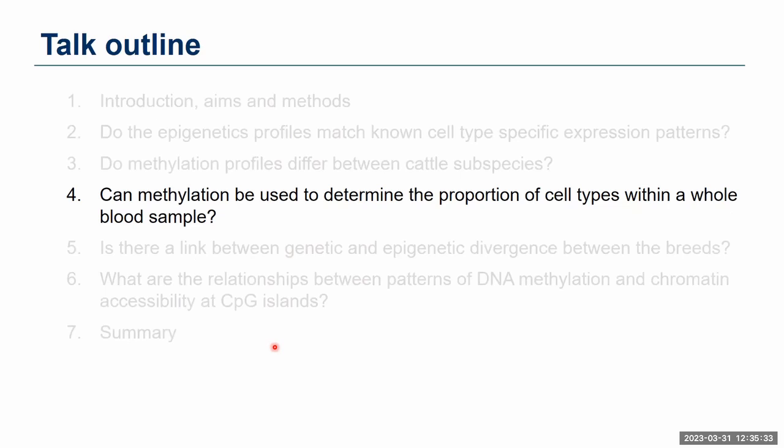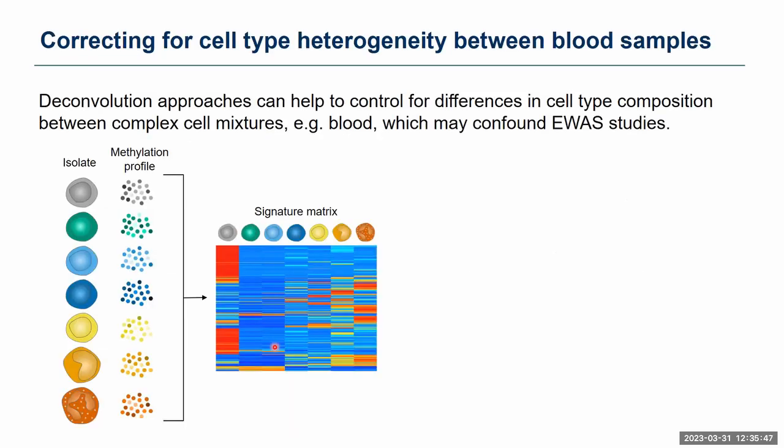The next question we wanted to look at was if we could use the methylation profiles for each of these cell subsets to work out the proportion of cell types within a whole blood sample. When performing epigenome-wide association studies, and you often do this on blood because it's one of the easiest samples to collect, one of the big problems is that you can get changes in the cell type composition, which can lead you to identify methylation changes which are actually just reflective of the different proportion of cell types. Methods have been developed to try and correct for this, and one of these is a method called CIBERSORTx, which is what I was using.